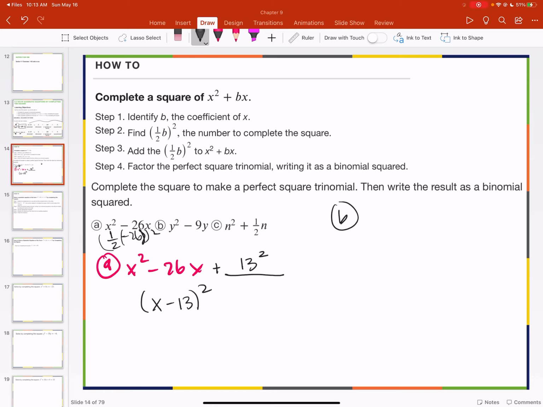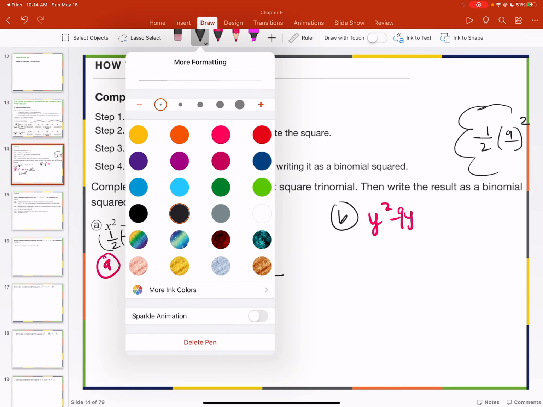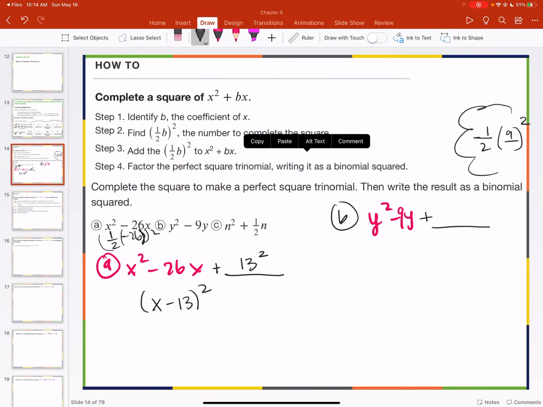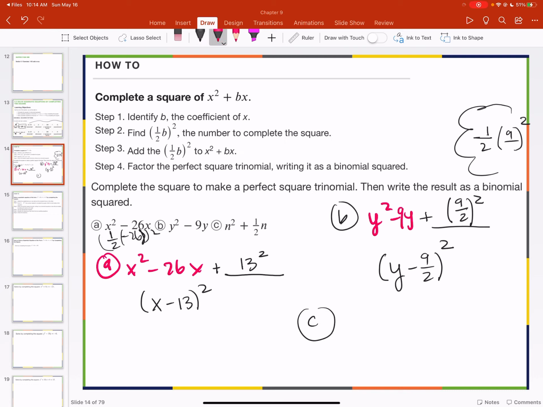So for B, if we had y squared minus 9y, then we would take half of 9 and square that. So we would just add 9 over 2 squared. You can write it either like this, or you can write it as 81 over 4. But in any case, when you factor, it would be y minus 9 halves squared. Okay, so let's see if you can get this last one.